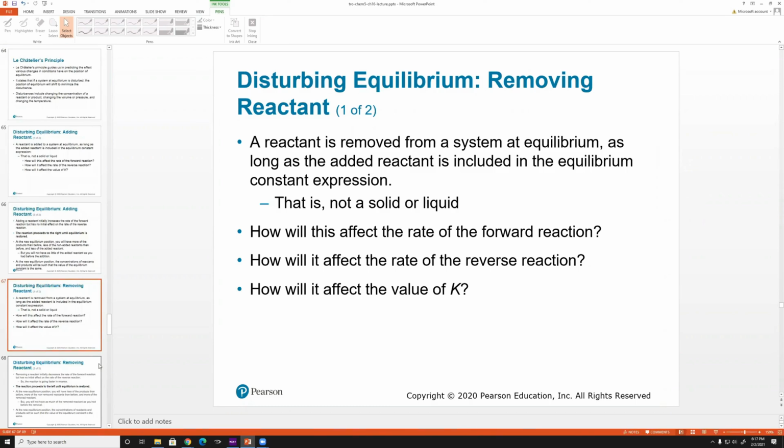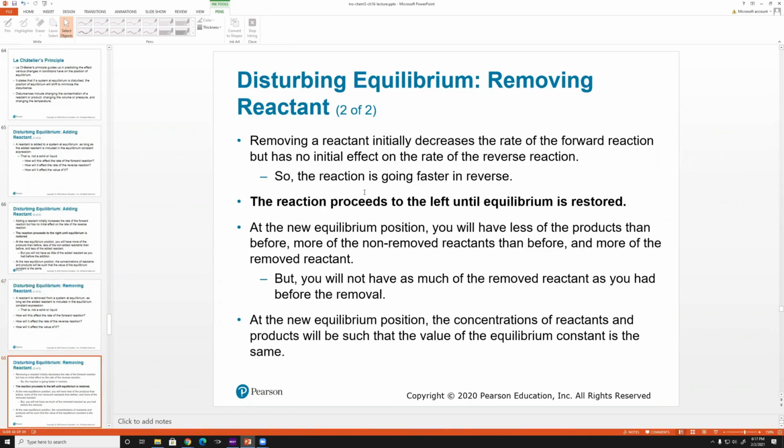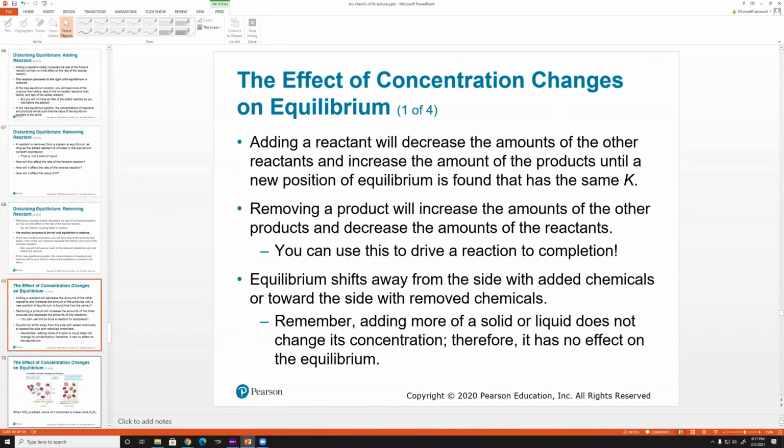So now if we remove a reactant, what's going to happen? The reaction proceeds to the left until equilibrium is restored. Same concept, meaning if you add too much to the right of the scale, to balance it off, it has to go to the left. And then you can read all that. You can pause the video and read these points, which will be talked about in lecture. The effect of concentration changes on equilibrium: it's just the basic, what we just talked about. Equilibrium shifts away from the side with the added chemicals or towards the side with the removed.